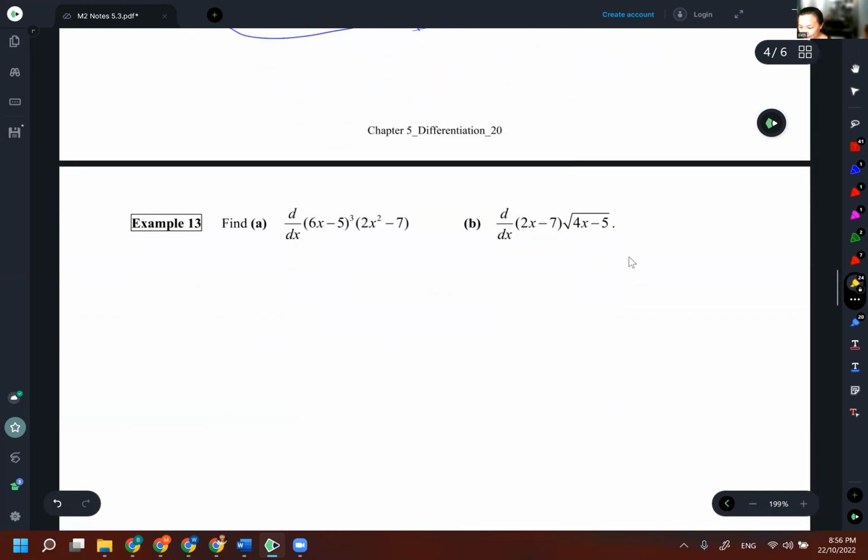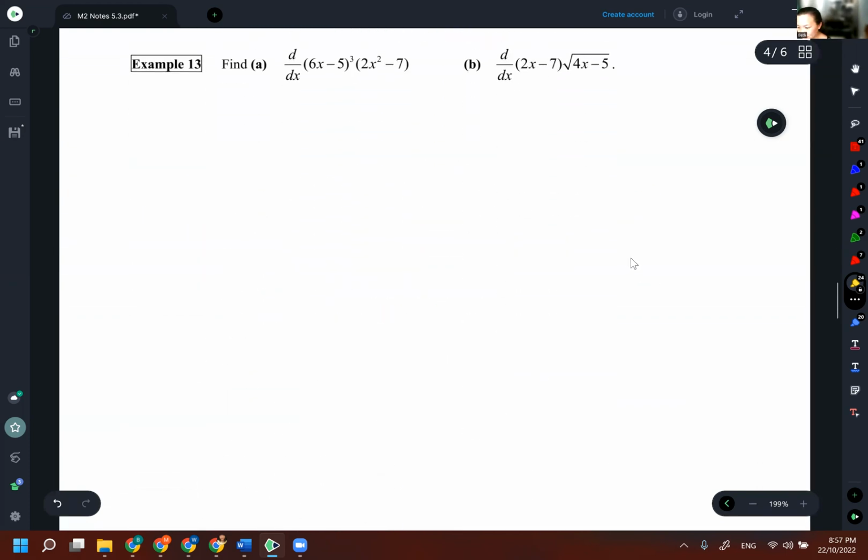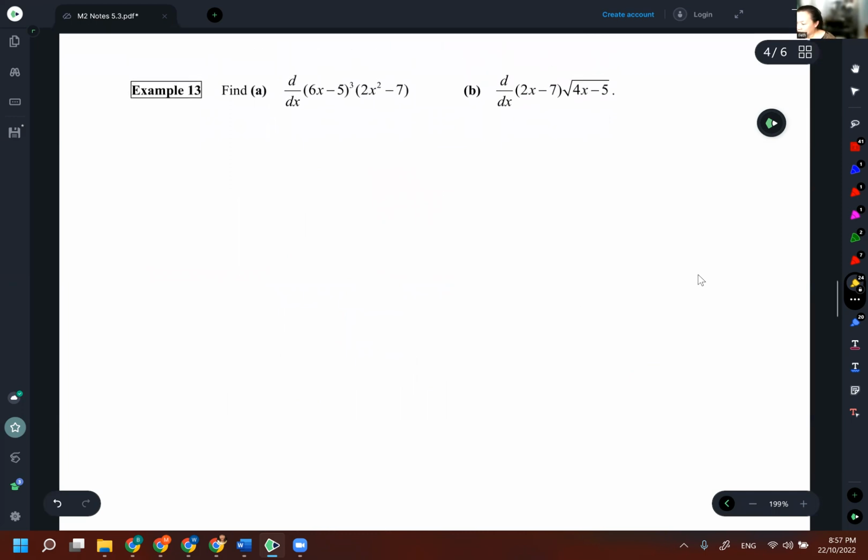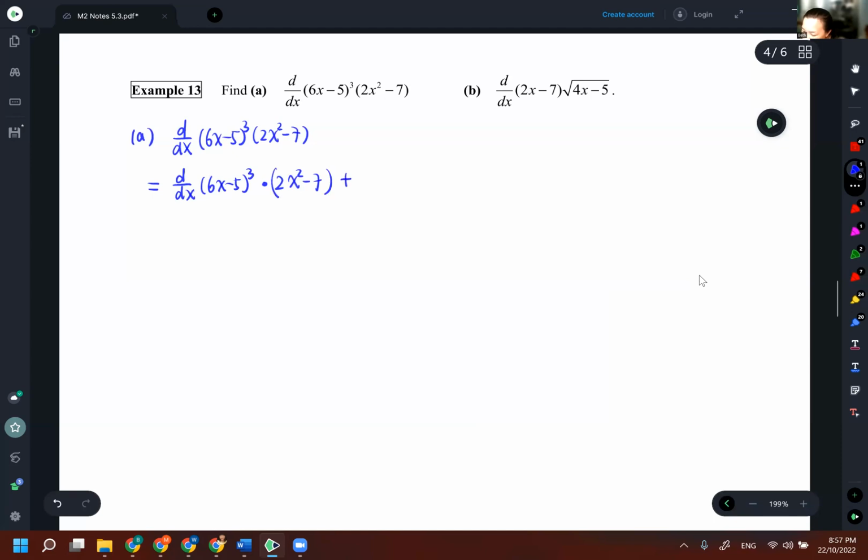Next question. Now this is getting harder. This is a product, but one of the factors is composite. Example 8: d/dx of 6x minus 5 cubed times 2x squared minus 7 is d/dx of this, times 2x squared minus 7, plus 6x minus 5 cubed times d/dx of the second one.